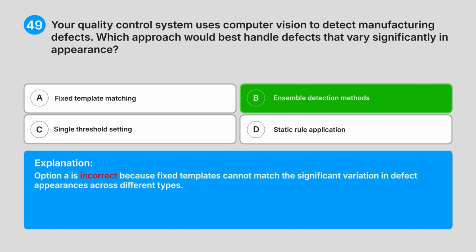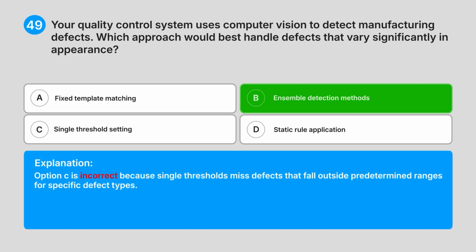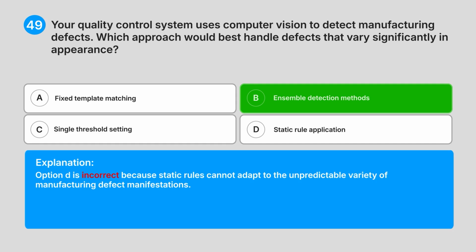Option A is incorrect because fixed templates cannot match the significant variation in defect appearances across different types. Option C is incorrect because single thresholds miss defects that fall outside predetermined ranges for specific defect types. Option D is incorrect because static rules cannot adapt to the unpredictable variety of manufacturing defect manifestations.